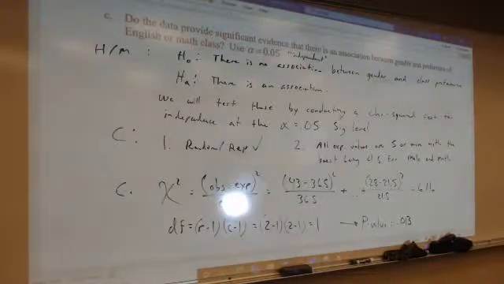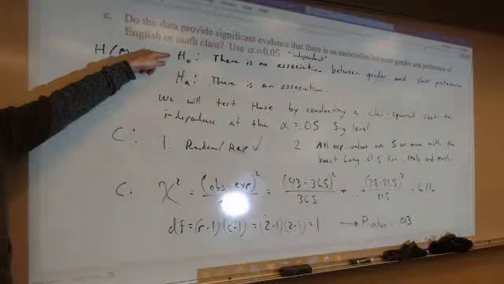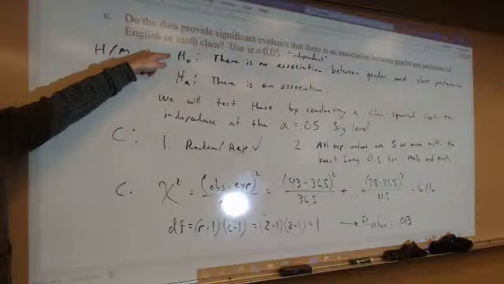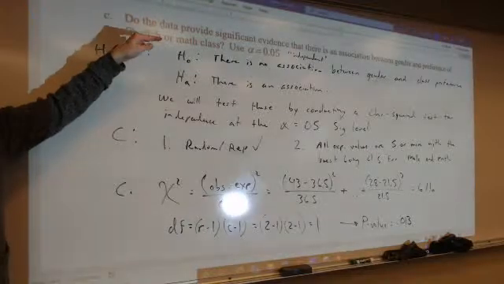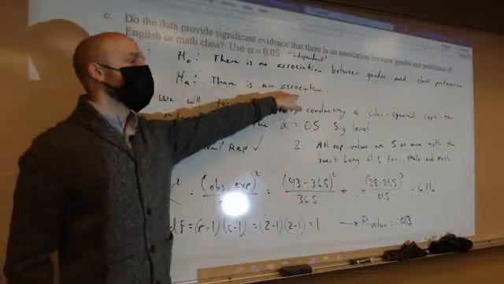Liz, what does that p-value tell us? It's significant. Should we reject or fail to reject the null? What if we rejected it? We reject the null, and therefore there is sufficient evidence that there is an association.